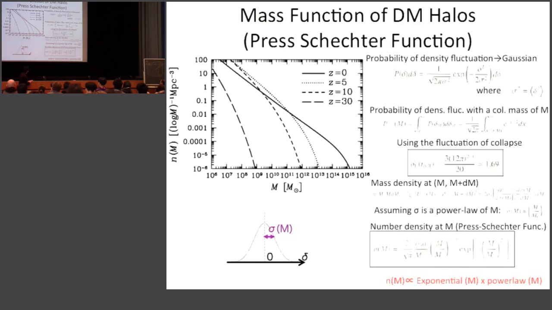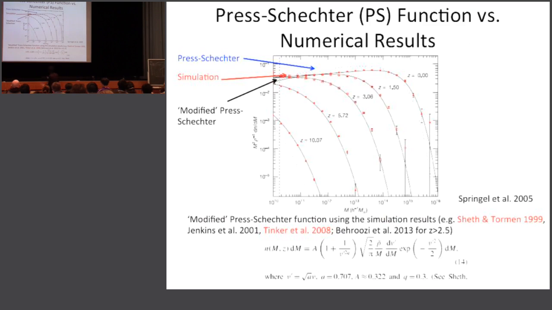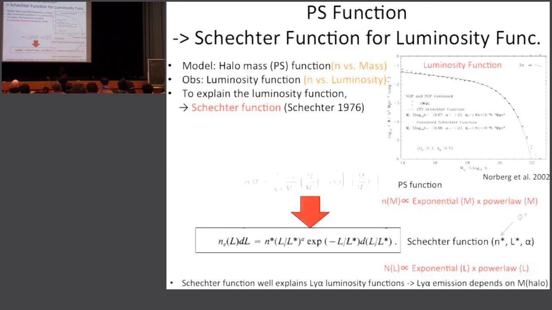low redshift. So this functional form is called the Press-Schechter function, and the basic structure of the Press-Schechter function is the number density of the dark matter halo is proportional to the exponential term times the power law mass. So this structure is very related to the observations. In other words, luminosity functions.